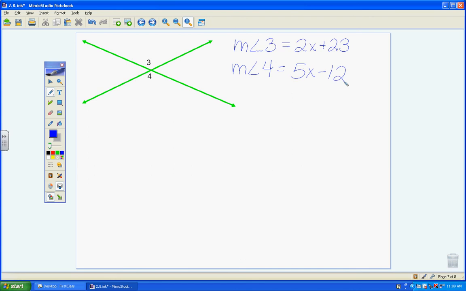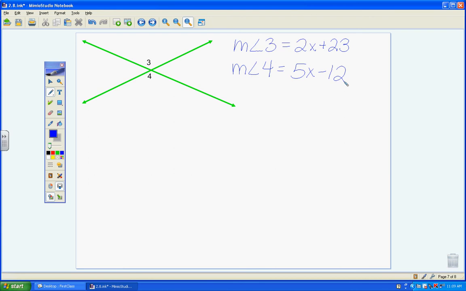Alright, so angle 3 is going to be 2x plus 23. And then angle 4 is going to be 5x minus 12. What do I know about angles 3 and 4? What kind of angles are those? Not adjacent. Adjacent means they're going to be right next to each other. What do we call them when they're across? They're vertical. Well, what do I know about vertical angles? They are the same. So what would the equation have to look like?